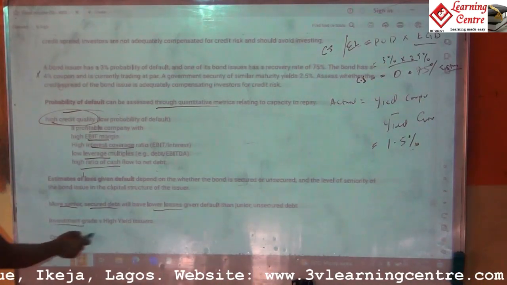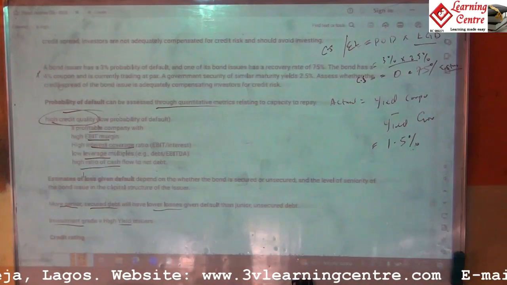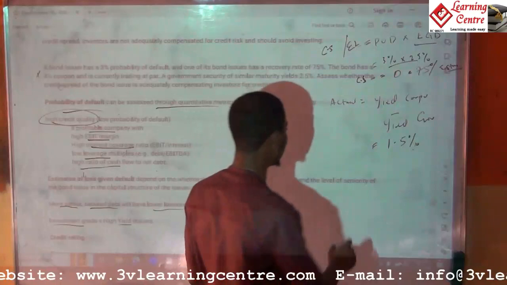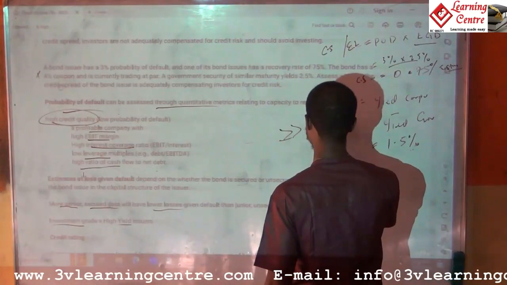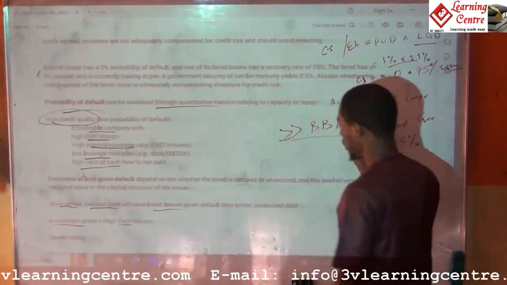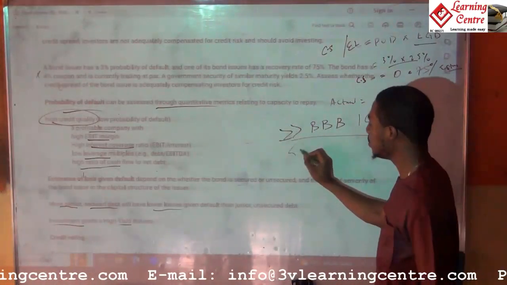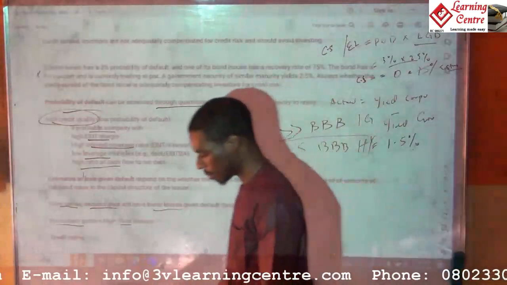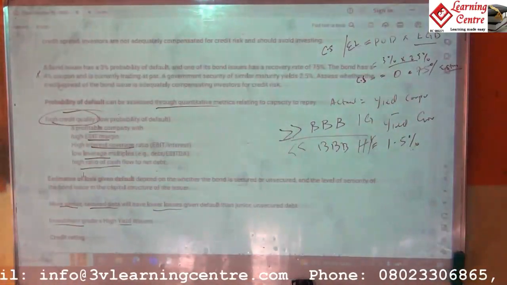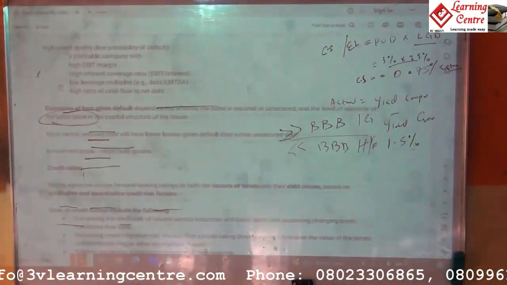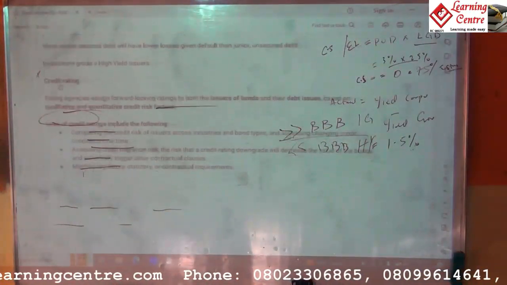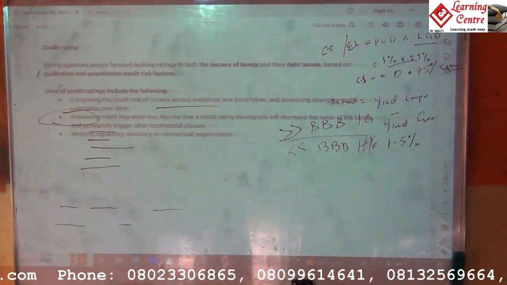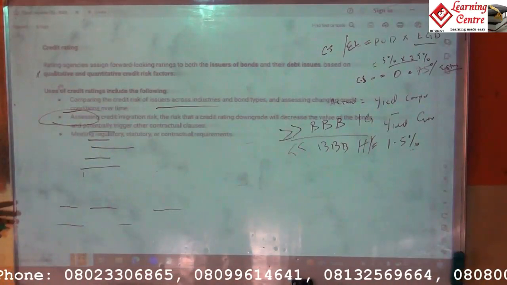Investment grade versus high yield issuers. This is talking about the credit rating. Everything at or above BBB is investment grade. Anything below BBB is high yield. High yield means high credit risk. Because of the high credit risk, they tend to compensate investors with much higher yields than expected.